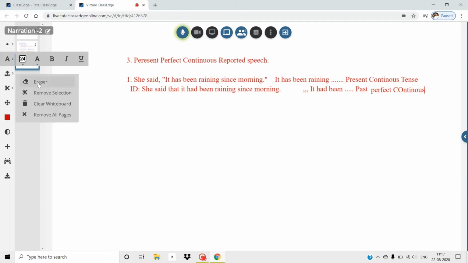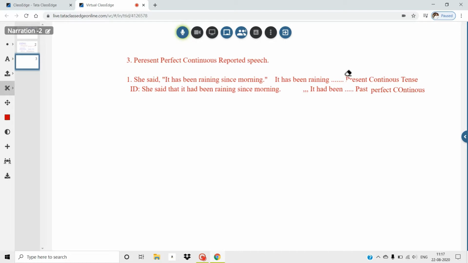So let us correct it. Present perfect continuous. Okay. So what's the rule? What have you seen here? The rule to be followed is very simple. Has been will change into had been. Now remember that in perfect continuous tense there will be has been.